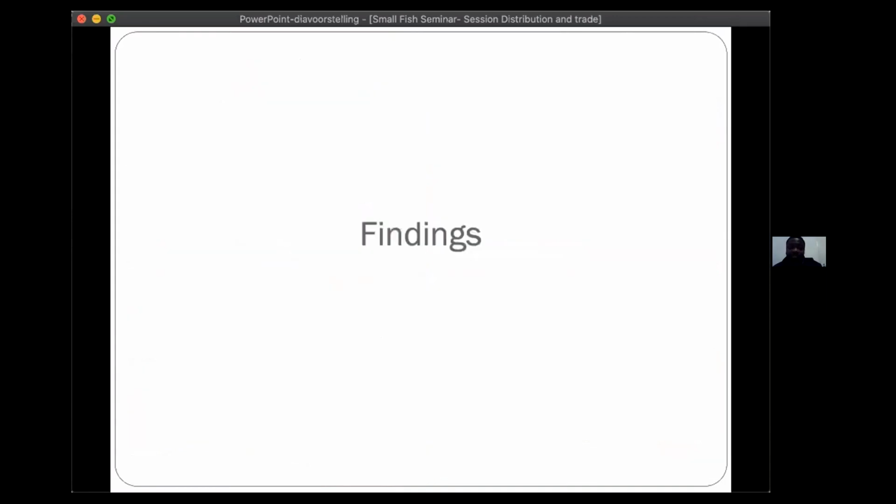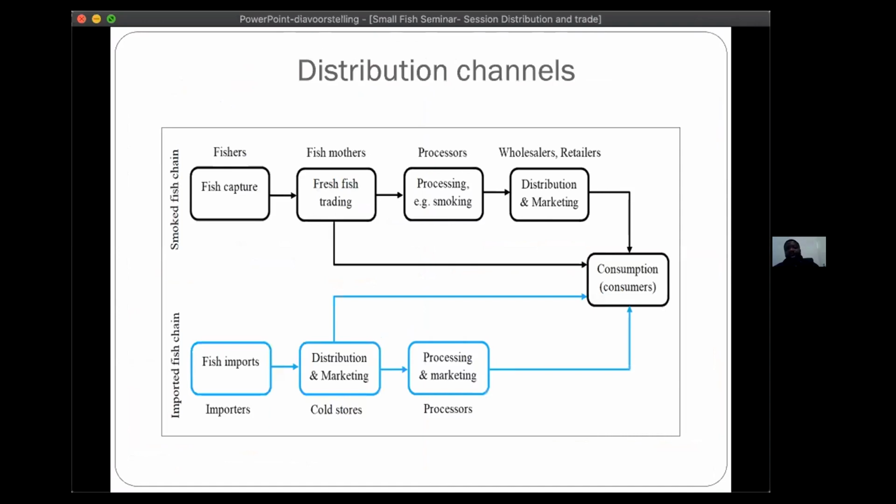Next slide, please. So to the findings. Next slide. So I identified two broad chains that serve the domestic market. We have the smoked fish chain and then the imported fish chain. These are the two broad chains that are used to serve the domestic market.